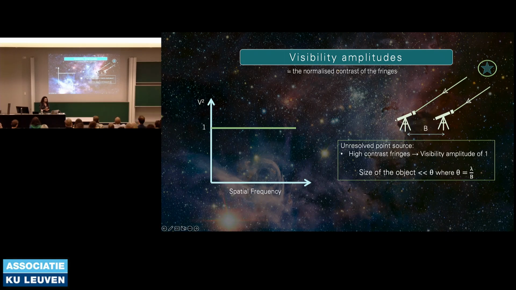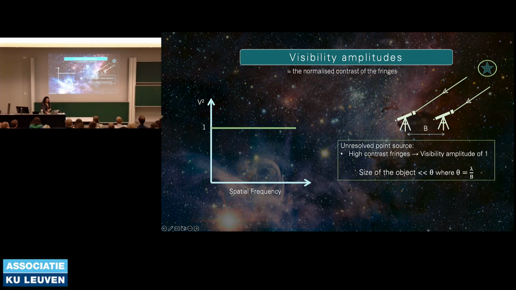The most common measurement in optical and infrared interferometry is the measurement of the amplitude of the fringes. The fringe contrast is often called the visibility of the fringes, which is what you see here, what we call in the community the squared visibility, the V2. So an unresolved point source will have high contrast fringes and a normalized visibility at 1, as you can see here. That means that the size of the object is much smaller than the angular resolution, so you are not seeing anything, just like a point.